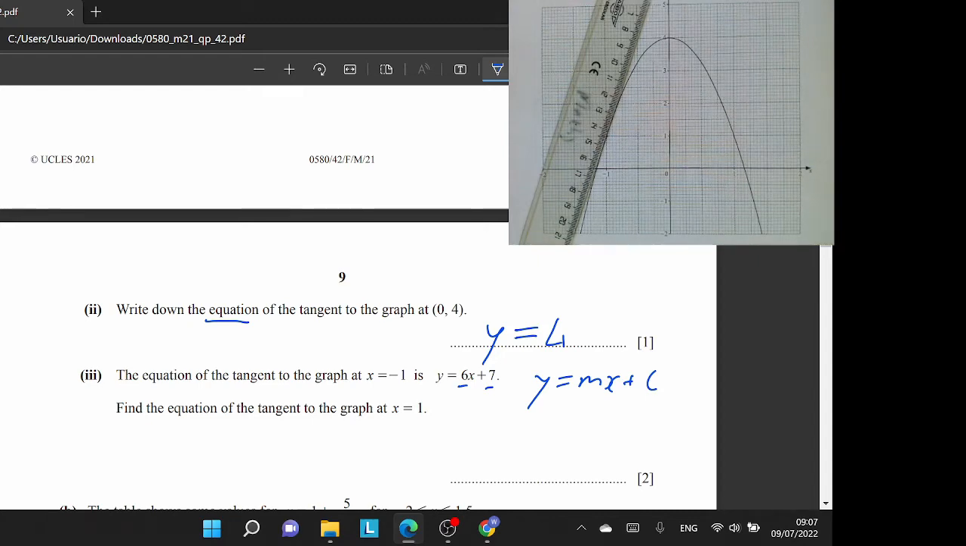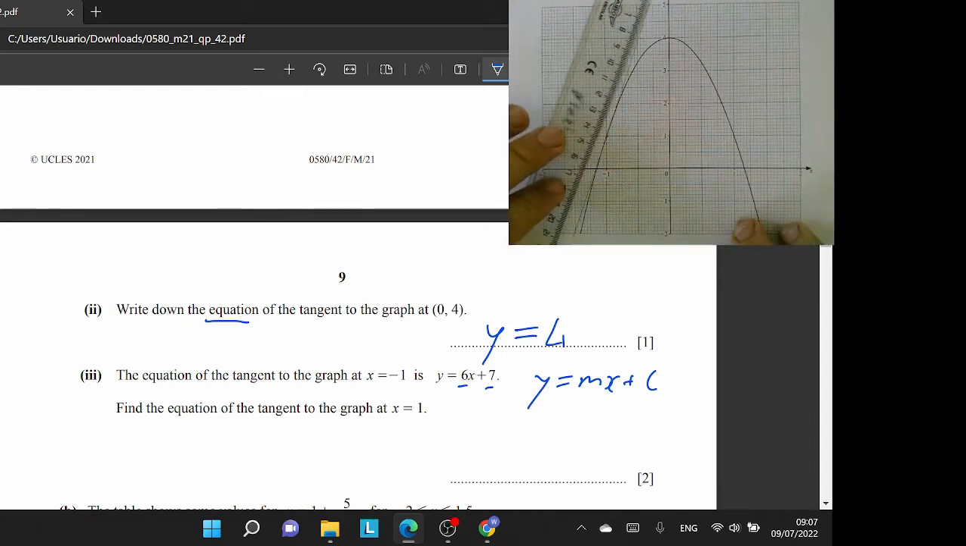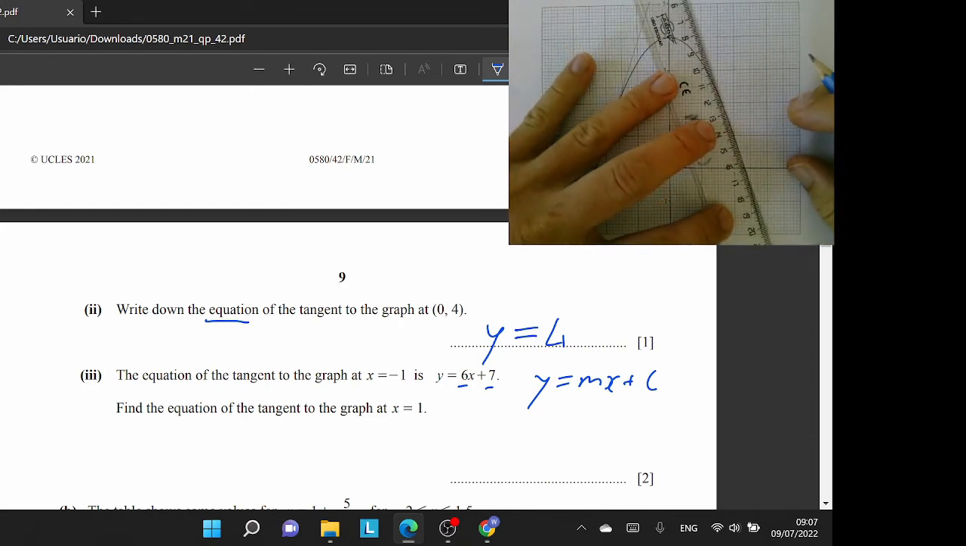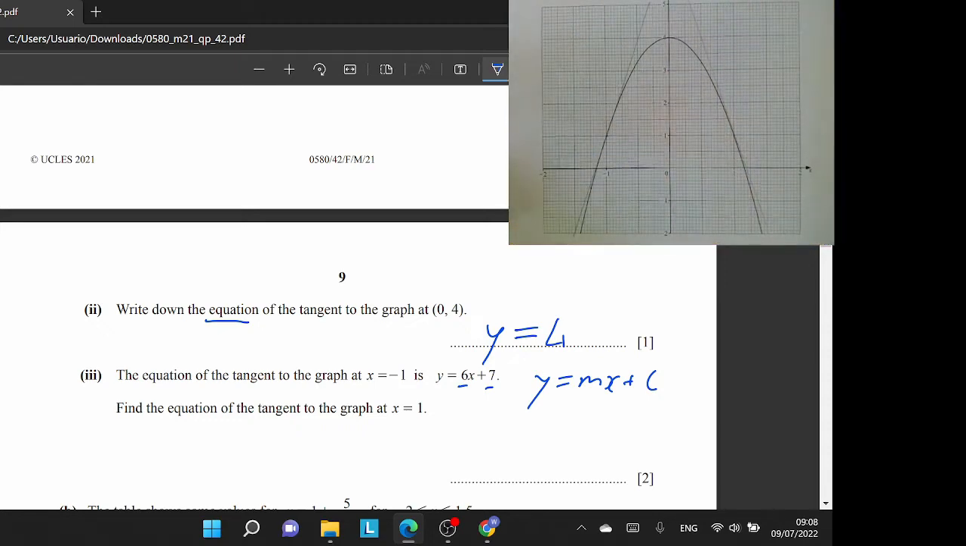Okay, and then it says find the equation of the tangent to the graph x equals 1, which is over here. So we need to recognize that this is symmetrical. This is a symmetrical graph. So the line over here is going to be very similar to that one. Just where this one is positive, this one is going to be negative. So that's the first thing, right? It's got a strong relationship to the equation of the tangent of the other one.